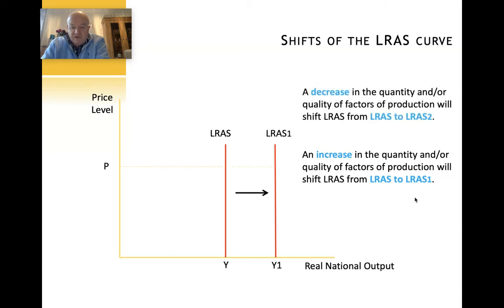If we had a decrease in the quantity or quality of factors of production, and that can be caused by a number of things, as we'll see, then we'd have a shift the other way to the left, where effectively we would move from LRAS to LRAS 2.